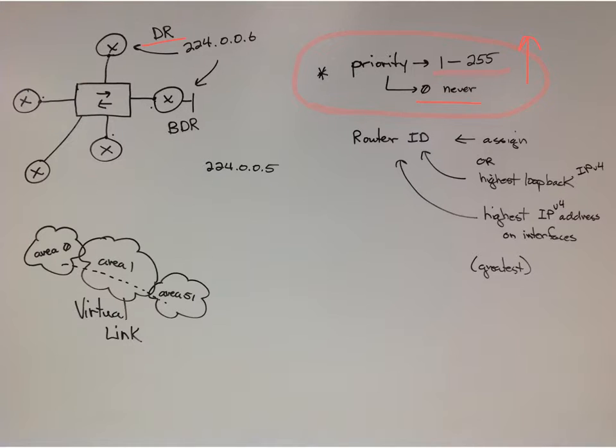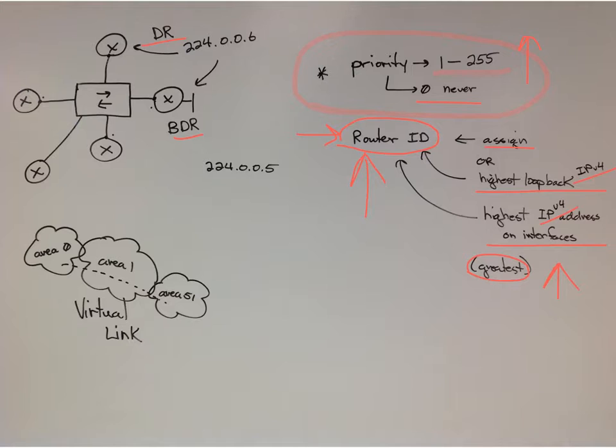So we elect a DR and a backup designated router. The next choice would be a router ID. You can assign it highest loopback or highest IP. Highest, I mean the greatest number, highest number. And then that would assign to the router. Now, these are version 4; if it's IP version 6, you have to assign a router ID. Okay?